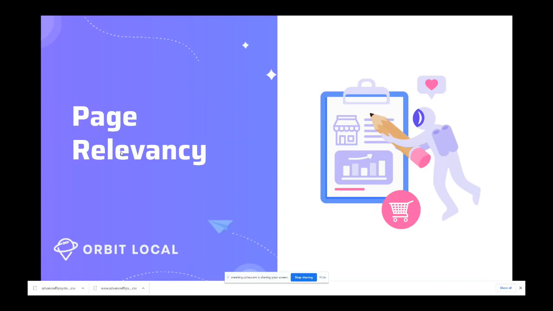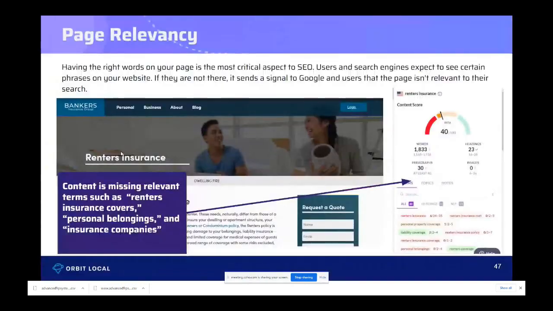So now I want to talk a little bit about page relevancy. Page relevancy is all about looking at your page and making sure that you have the right words on there. Users and search engines expect to see certain phrases on your website. If they're not there, it sends a signal to Google and users that the page isn't the best result. So let's say for this keyword, renter's insurance, people and Google will expect to see some of these terms on the page because the higher ranking pages are also including these terms. And you can see, using these statistical tools for SEO, how you should start to optimize your page for relevancy.